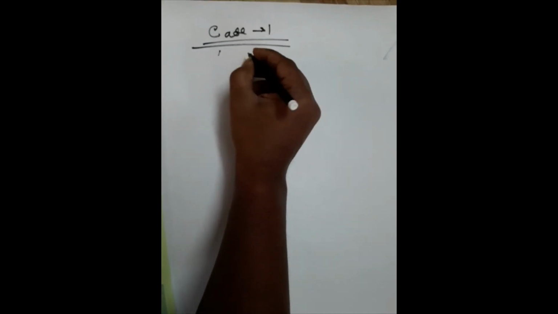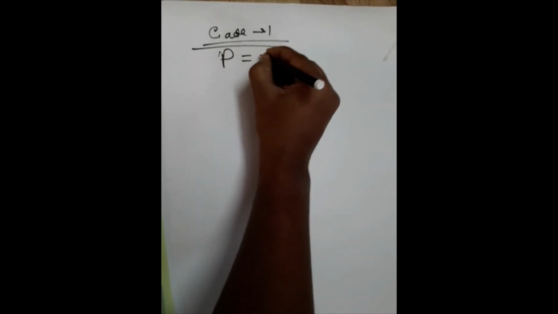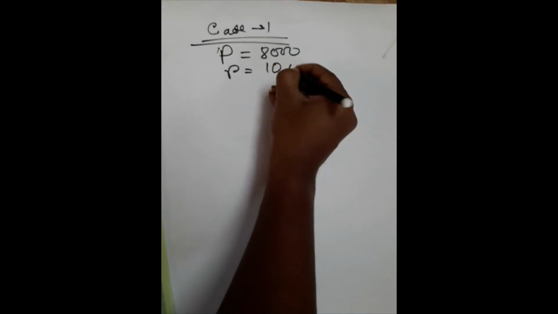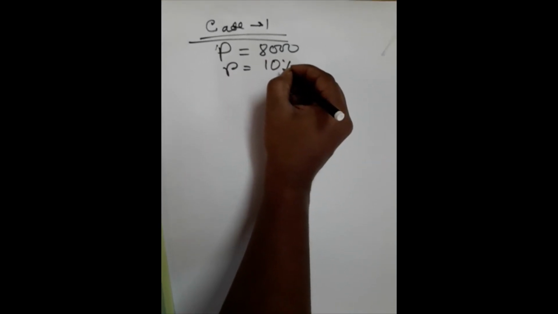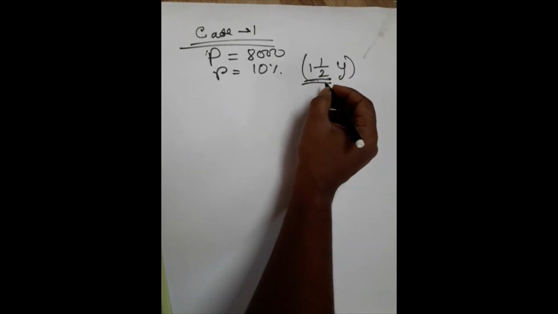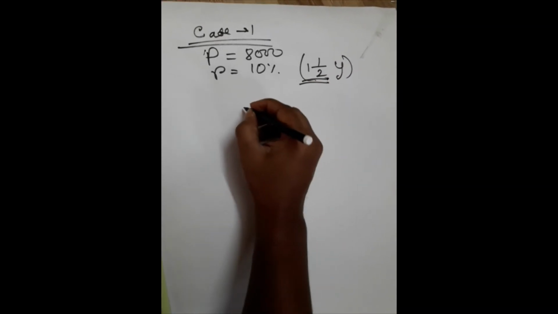Now I'm simply trying to do this in my copy. That is, in case 1, your principal amount is 8,000. Your rate of interest is 10%. But what about your time? Actually, your time is 1.5 years, right? So 1.5 years means you can't directly determine for 1.5 years. First, you have to determine the amount for 1 year.